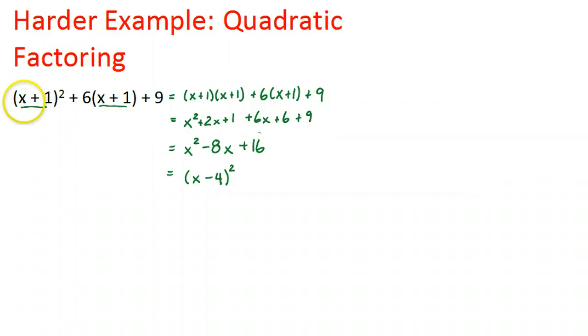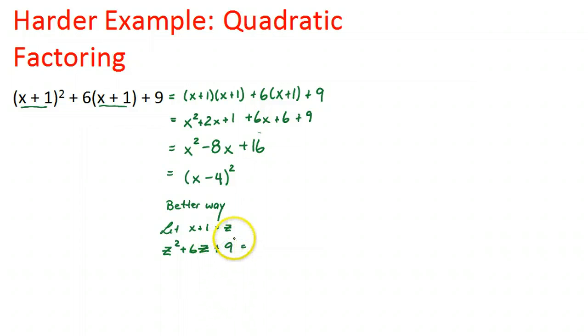The other way to do it is to just do this all in one step. This is what I like to think of as a better way. What I can do is take this x + 1 and just imagine that that x + 1 is like any other x that would be there. So let's do this: let x + 1 equal z. Wherever I see an x + 1, I put a z. So z squared plus 6z plus 9.